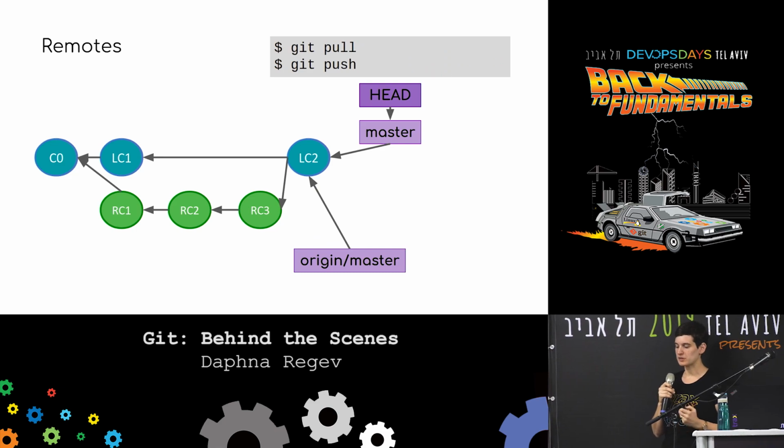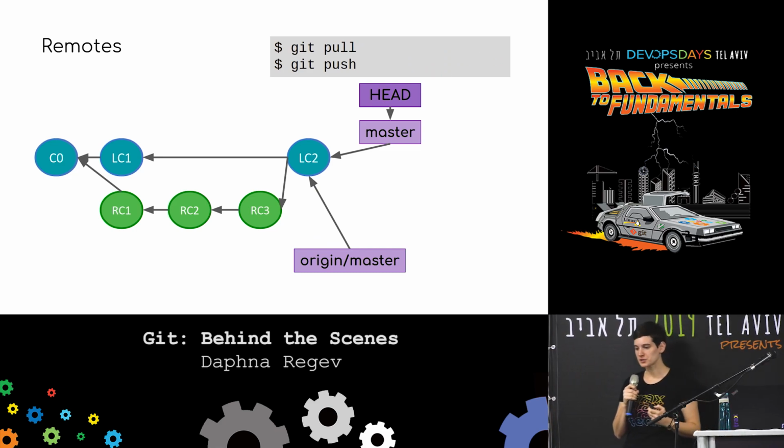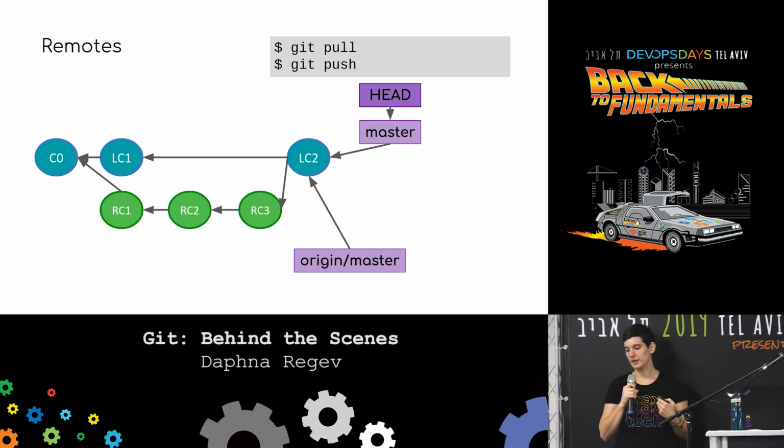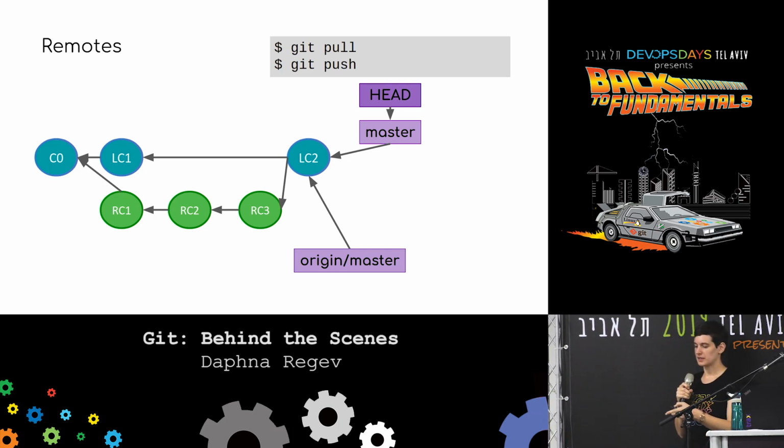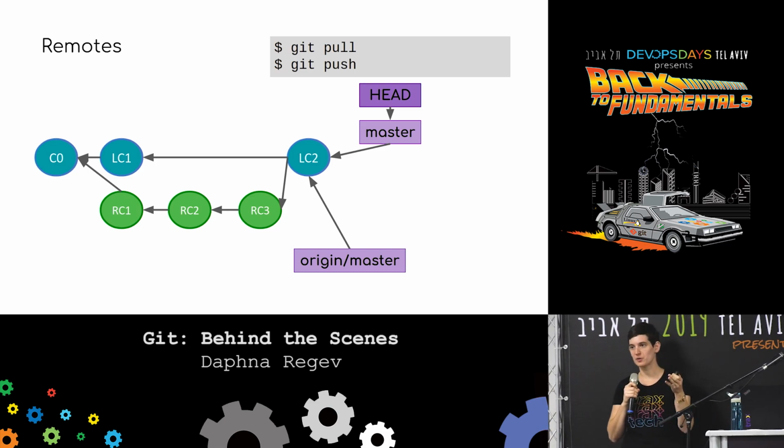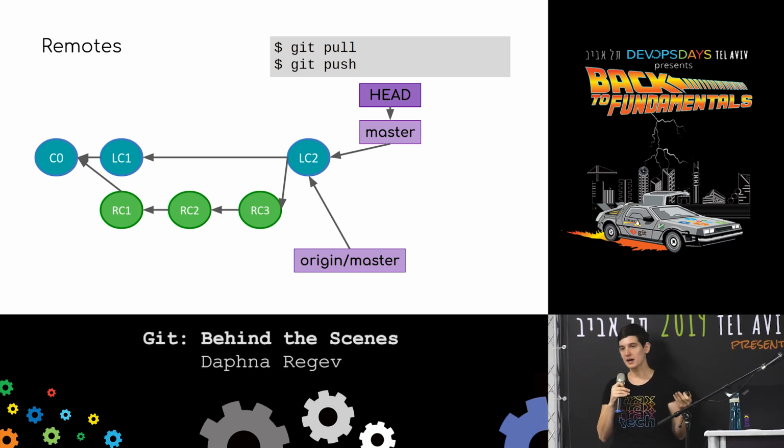So once we do this, we can git push. And with push, we are actually moving our remote reference and letting the remote repository know that we've moved this reference. And now we are updated with our remote repository.